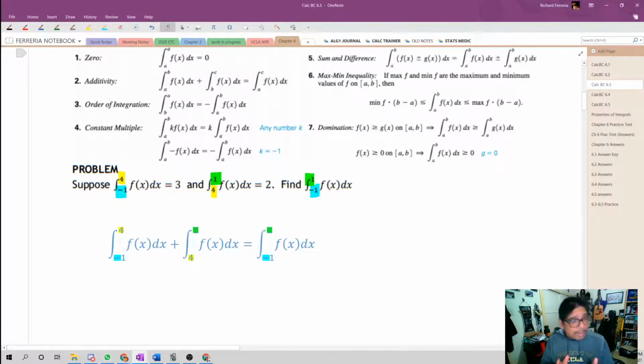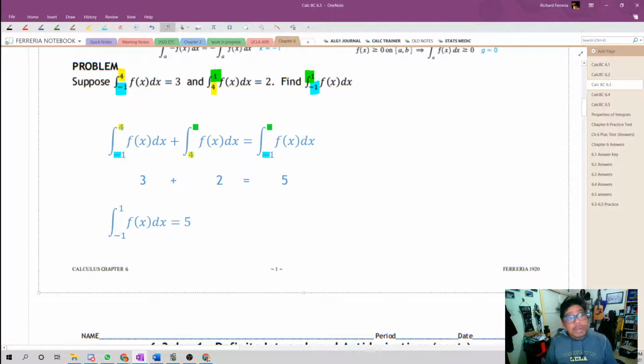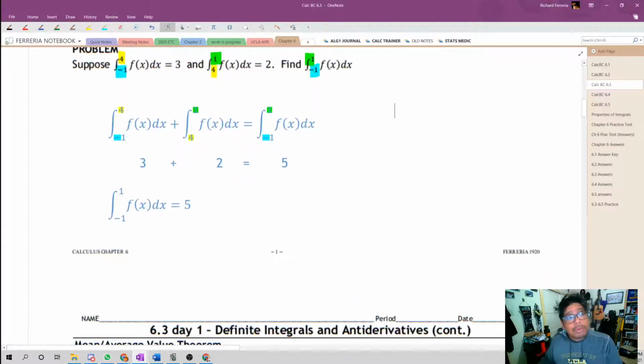When we line them up and add them, we can see again how these integrals work together under additivity. Doing some substitution in basic maths gives us that 3 plus 2 is 5. And then putting it all together, it's pretty easy to see that the integral from -1 to 1 of f of x is 5.